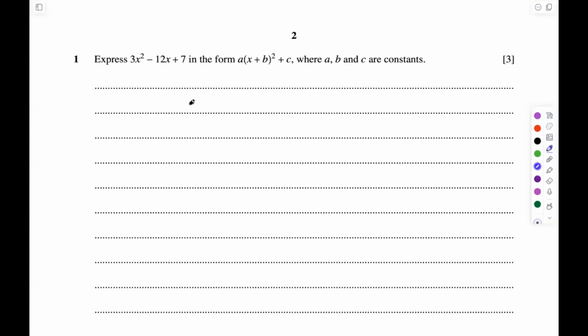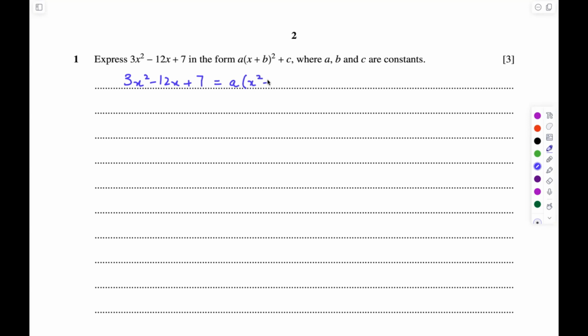In question 1, we have to express 3x squared minus 12x plus c in the form a(x plus b) squared plus c, where a, b, c are constants. So what we can do is write this expression, which is 3x squared minus 12x plus c. And to convert it to this form, we can first expand it.